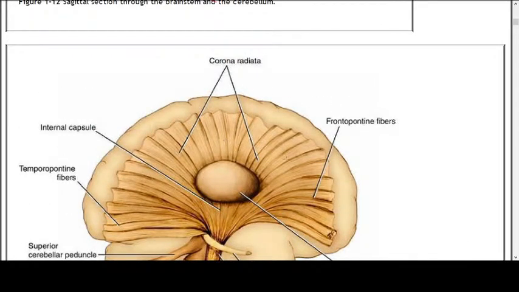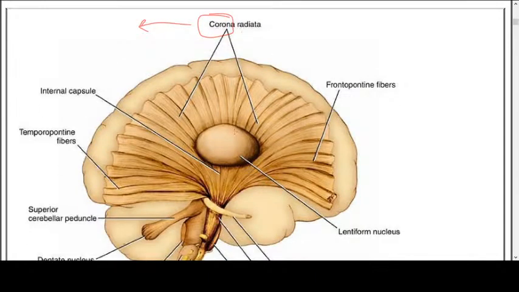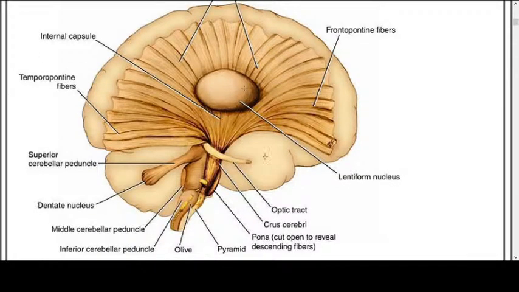Corona radiata is called so because corona. Come on, corona. Have we ever heard this term before? Yes, we have. Corona. So corona radiata is just fancy. They say it is fancy, and it is actually fancy.